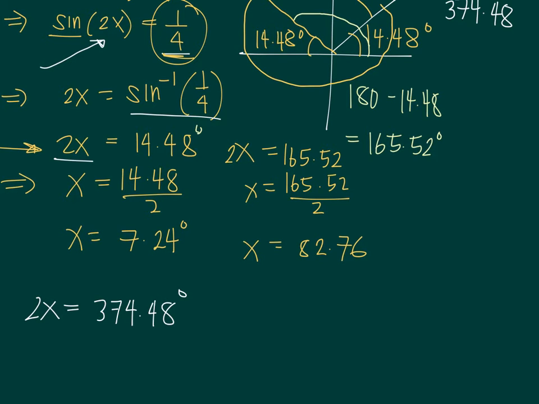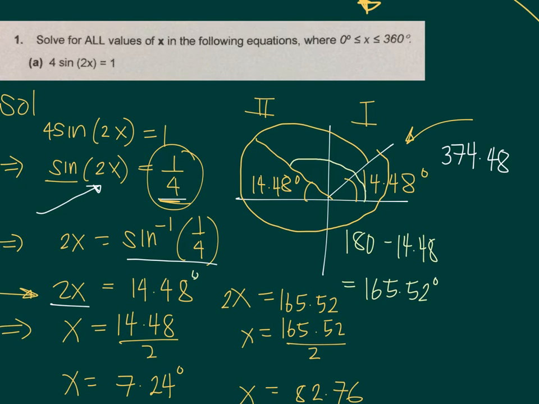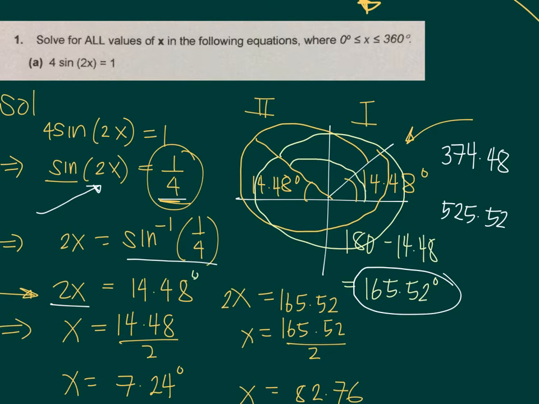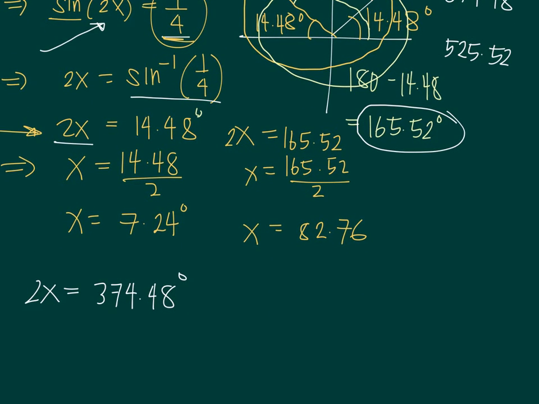And then at the same time, we could also check for the 165.52. If we do one more cycle, one revolution, that's plus 360. So if we add 165.52 plus 360, that's about 525.52. So another possible source for the x is when 2x is 525.52. So 2x can also be 525.52.